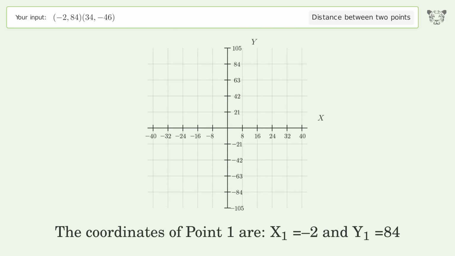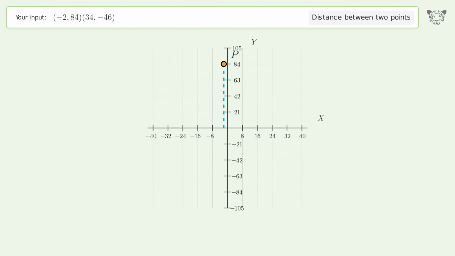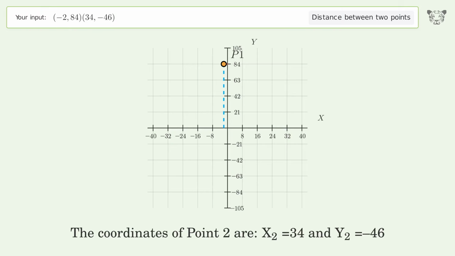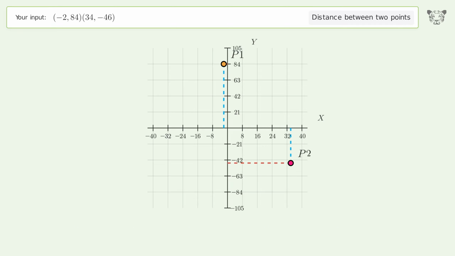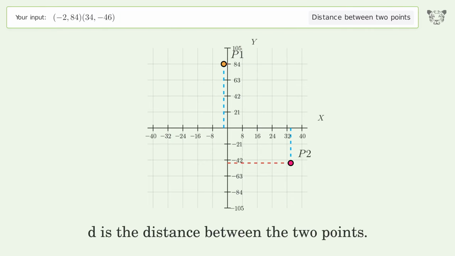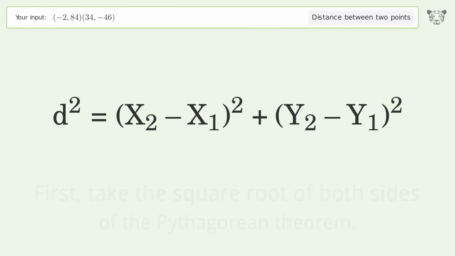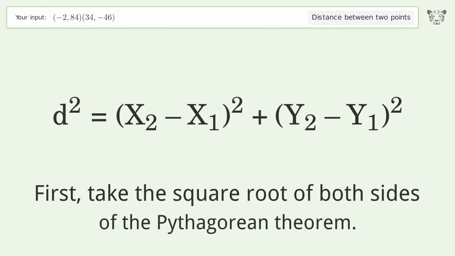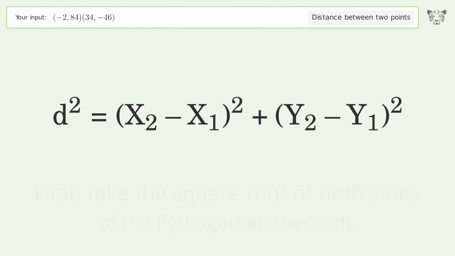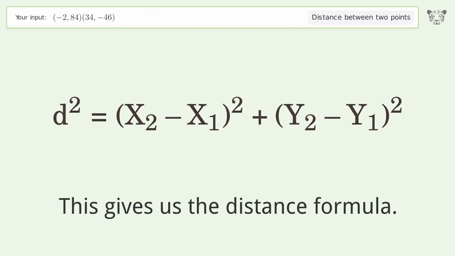The coordinates of point 1 are x1 equals -2 and y1 equals 84. The coordinates of point 2 are x2 equals 34 and y2 equals -46. D is the distance between the 2 points. First, take the square root of both sides of the Pythagorean theorem. This gives us the distance formula.